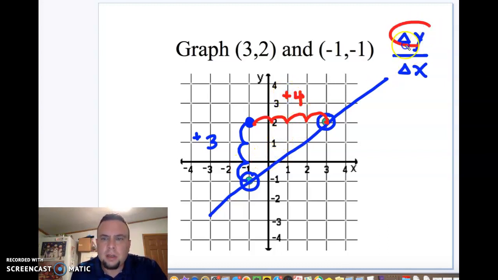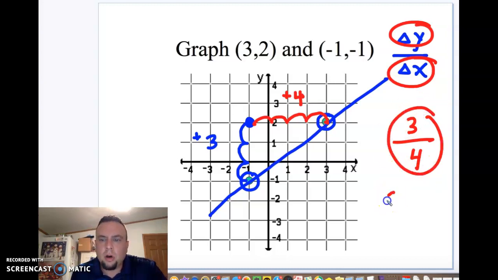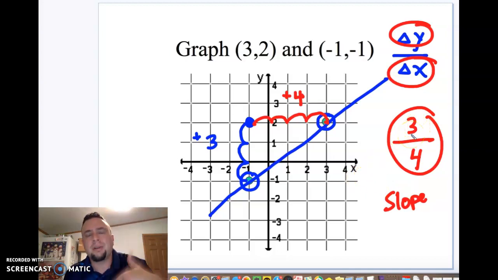So my change in my y value from here to here is a positive 3, over my change in my x value. From here to here, your horizontal change is 4. So 3 over 4. And that is what we call our slope. That's how we define how steep something is. 3 is how far you go up or down, in this case up, and then 4 to the right.